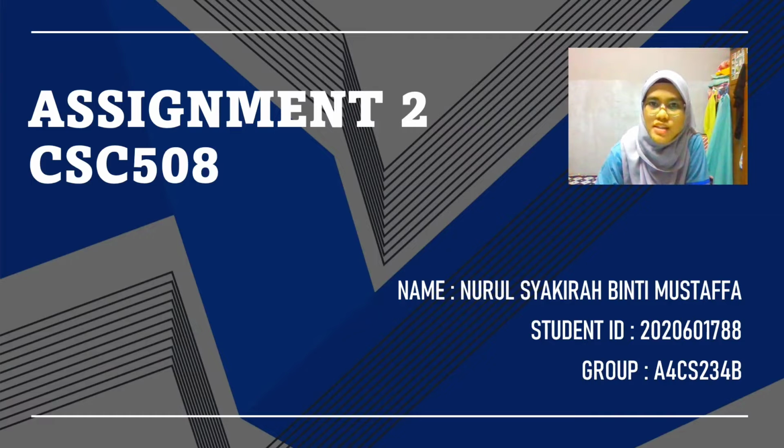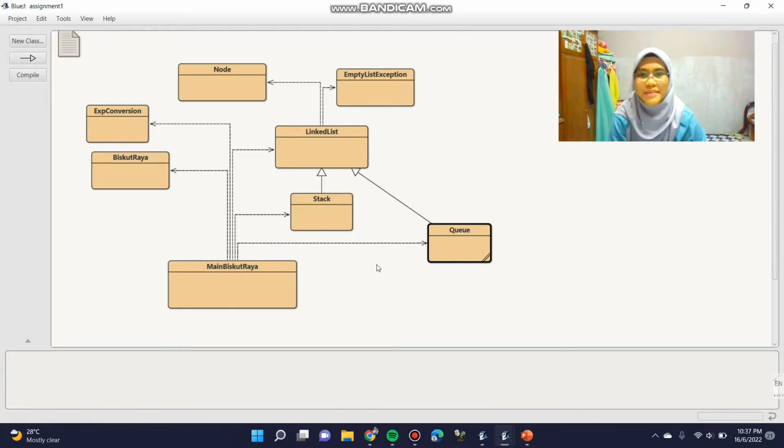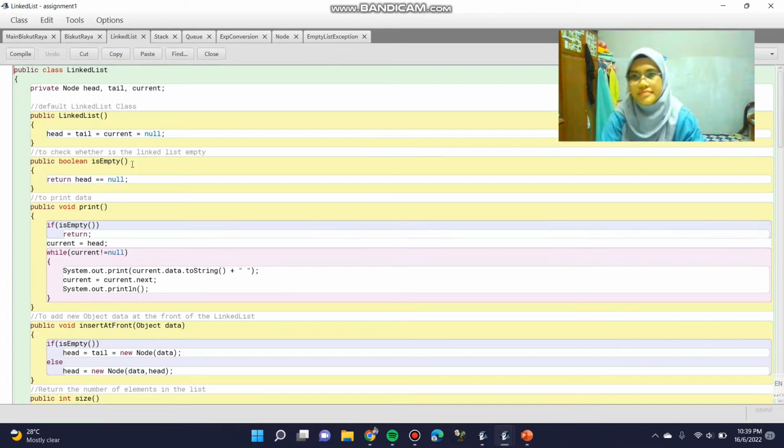My student ID is 2020601788. I'm from 4B. The purpose of this video is to present my application for assignment 2 CSC508. In my application, I have 8 classes which are Expression Comprehension, Biskut Raya, Node, Empty List Abstraction, Linked List, Stack, Queue, and Main Biskut Raya.